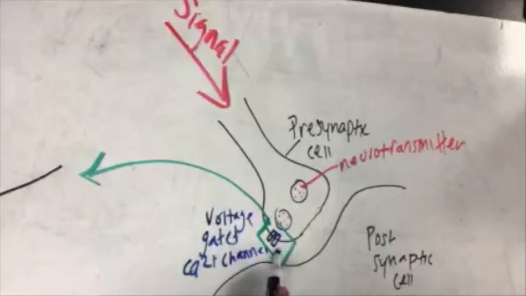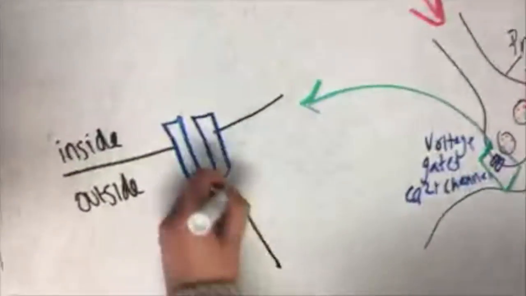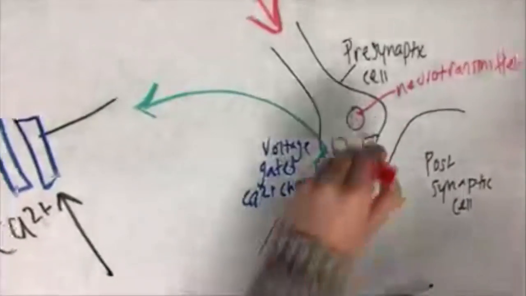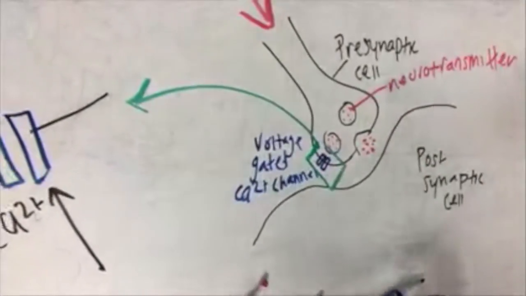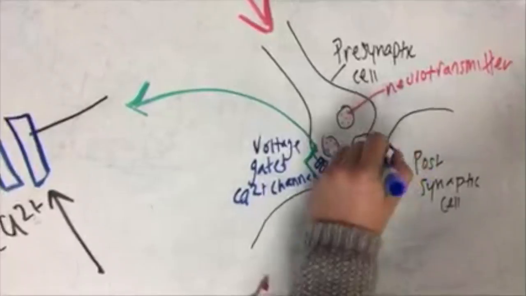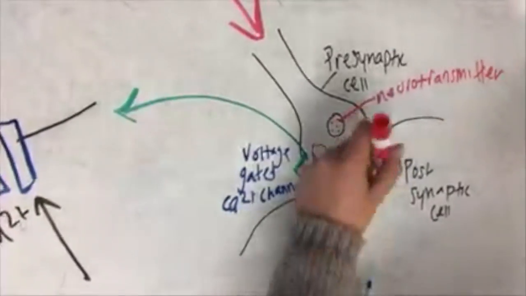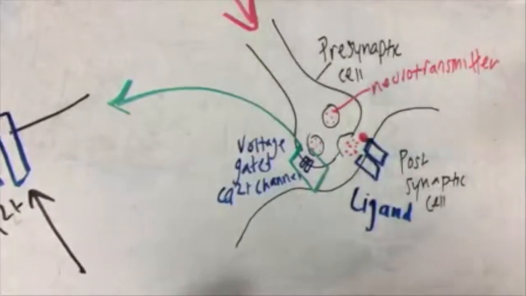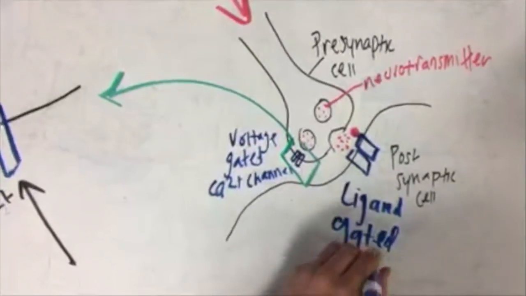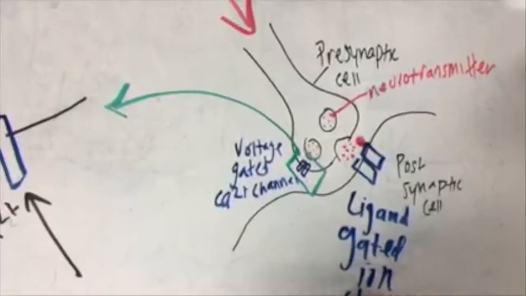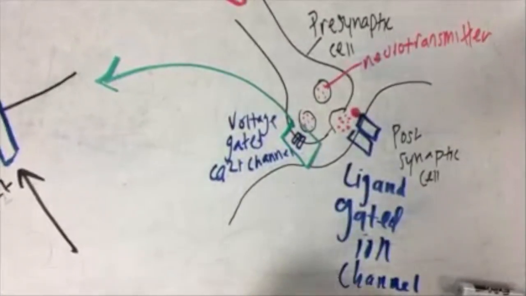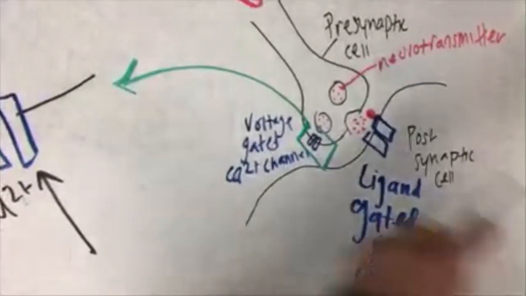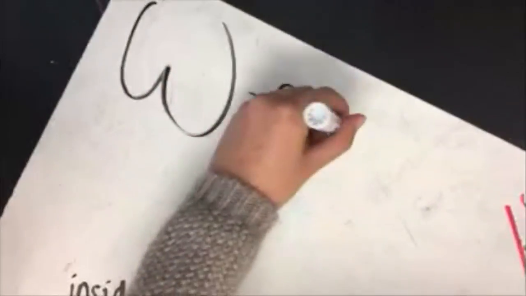Nerves communicate with each other via neurotransmitters. These are little chemicals that are found in vesicles on the synaptic side of the cell. Here the signal travels to the end, at which point the voltage-gated calcium channels open, and calcium flows from the outside to the inside, which allows the neurotransmitters to be released into the synapse and bind to the ligand-gated ion channel on the postsynaptic side of the cell.